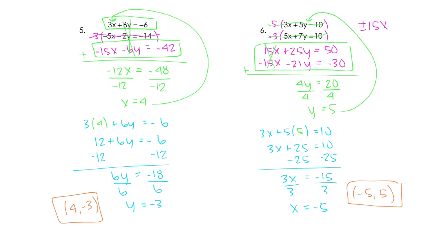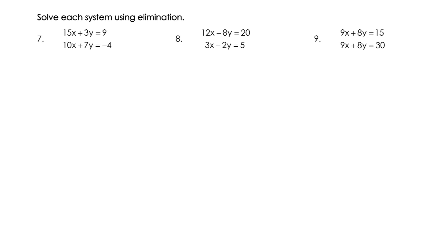Okay, let's go ahead and move on to page 3. Okay, on page 3 now we have number 7. I see 10 and 15 and 3 and 7. So starting from the beginning, we don't have opposite coefficients here. Multiplying by negative 1 is also not an option because they are different numbers from each other.